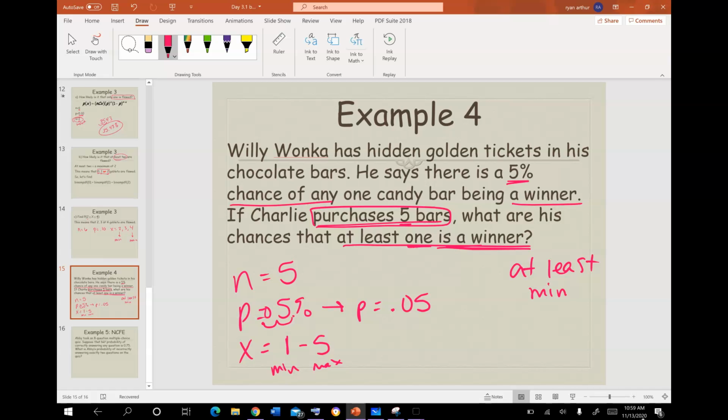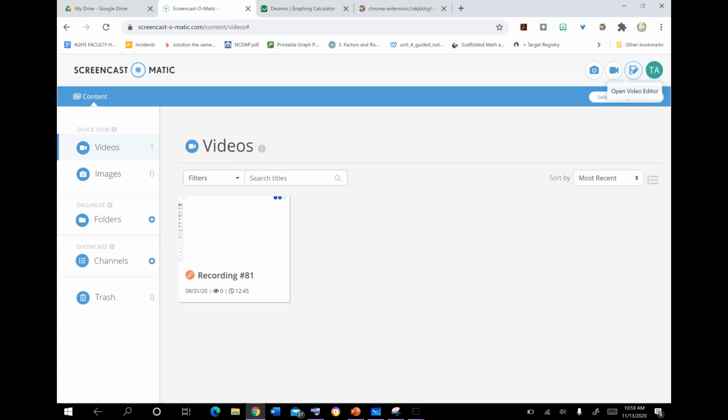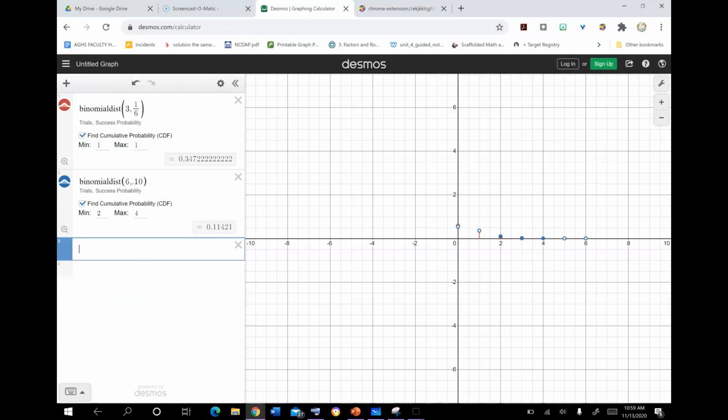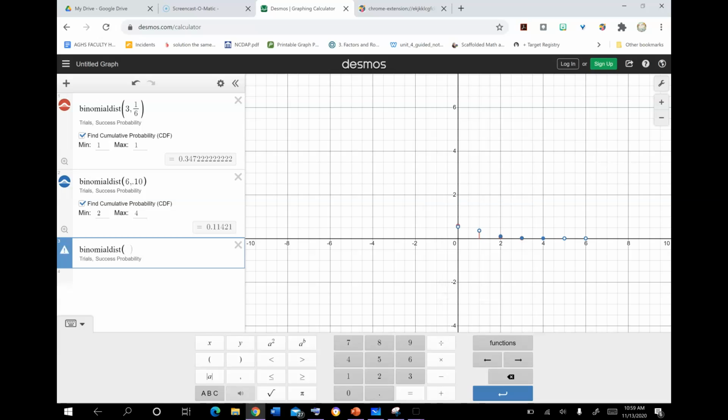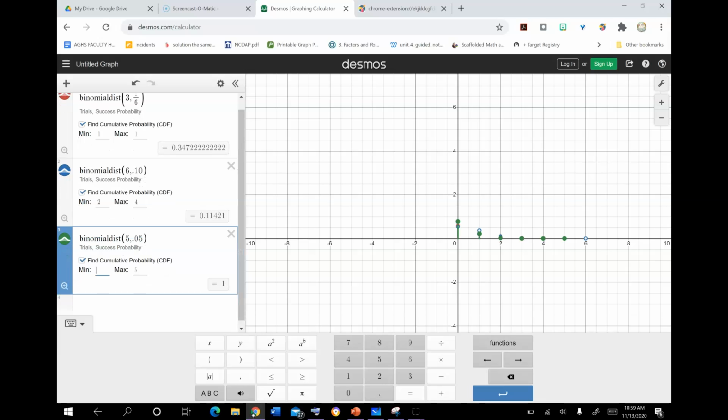Okay? All right. So let's go to Desmos. Pull it up. And so we're going to do a new one. So I'm going to get the binomial distribution. Okay? So we have a total of 5 bars. There's a 0.05 chance of winning. Oops, I didn't put the 0.05. And then I want to turn on the probability calculation. And I want a minimum of 1 to win, but I don't care if all 5 win.